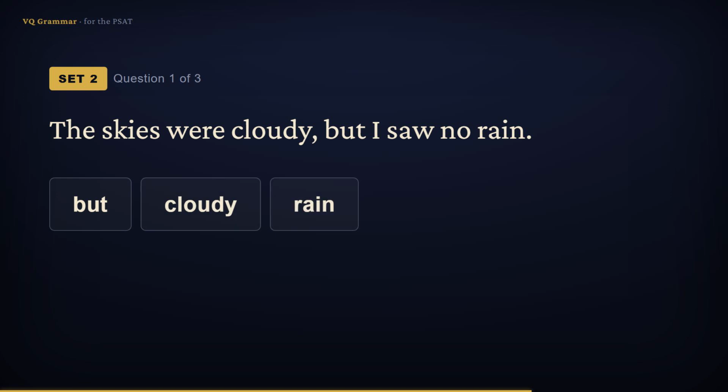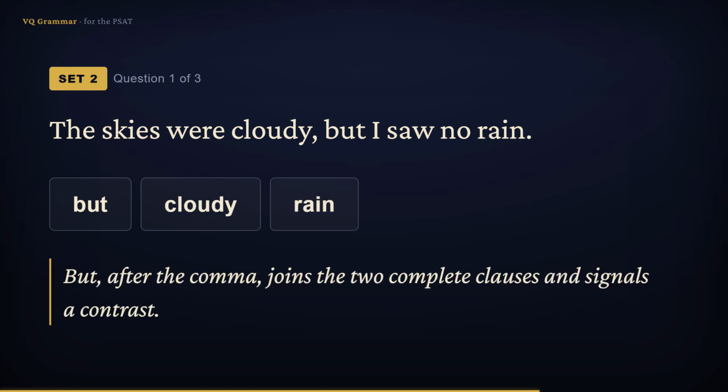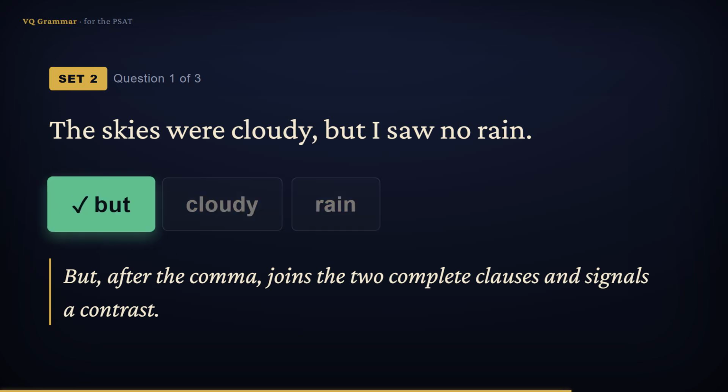The skies were cloudy, but I saw no rain. Two complete thoughts joined after the comma. Which word does the joining? It's but, the conjunction that signals a contrast. Cloudy just describes the skies, and rain sits inside the second thought. So the answer is but.